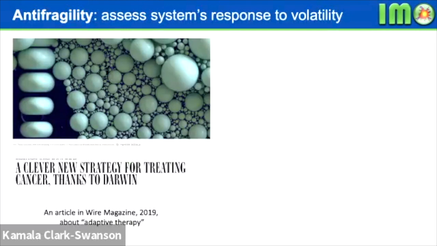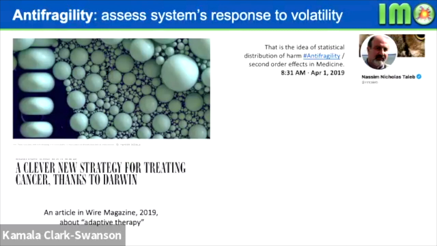To do that, what I'm going to use is something called anti-fragile theory, which I found out about from where else but Twitter, where I found this example of this Wired magazine article retweeted by a popular author, Nassim Taleb, who described the importance of this adaptive therapy trial, but using different language than I'm used to. He said, well, this is just nothing other than second order effects in medicine, to which I said, what's that?